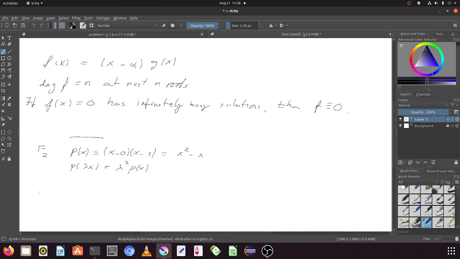In any finite field, we can construct a polynomial this way. And then we should be able to construct a counterexample in any finite field.